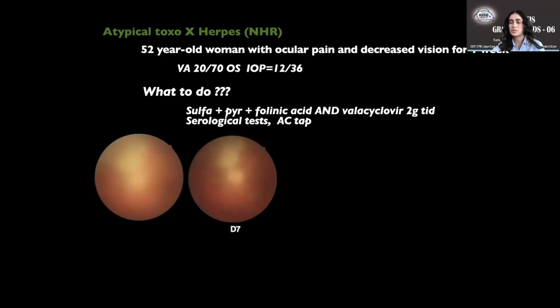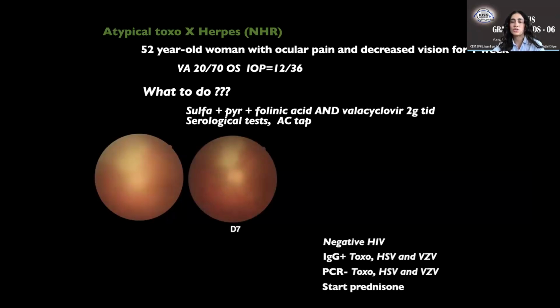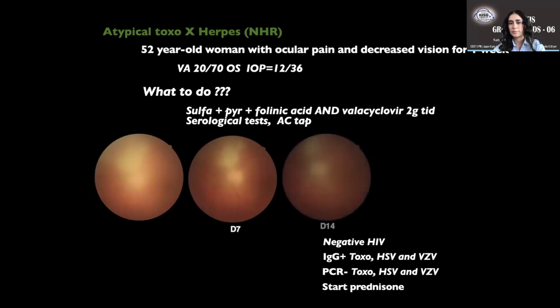On day 7 of this combined treatment, we saw that she was improving with her vitreal haze, and it was even better to see the limits of the lesion. She came back to us with a negative HIV, but she was IgG positive for toxo and herpes simplex and zoster as well, but her PCR on her AC tap was negative for toxo and for herpes virus. So we were more comfortable to begin with a steroid therapy.